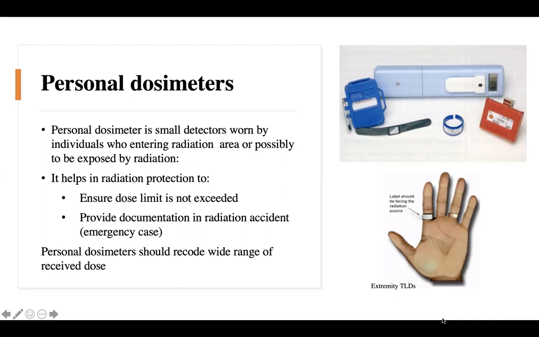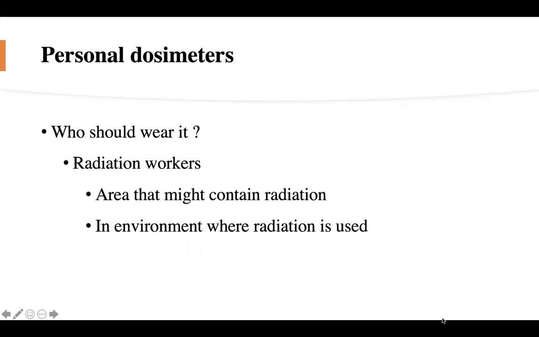A personal dosimeter should record a wide range of received dose. And I think it's clear why we need a personal dosimeter to realize radiation protection. Because we are working with radiation, we have to keep recording everyday exposure. And the RSO or employer has to monitor this level. The ultimate goal is radiation protection.